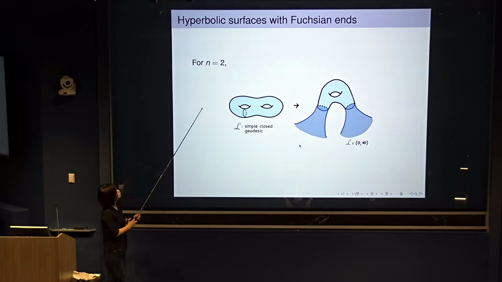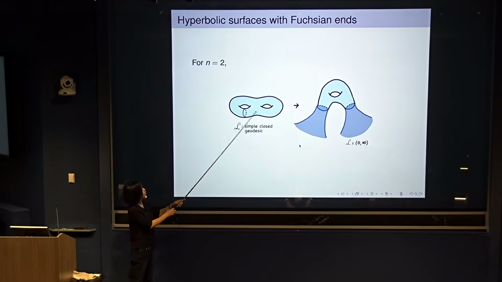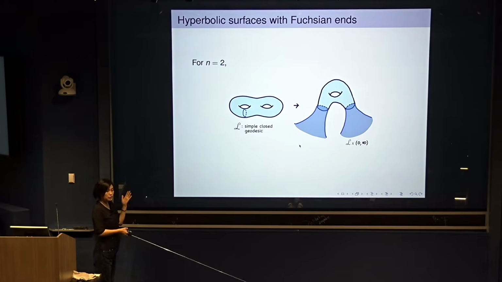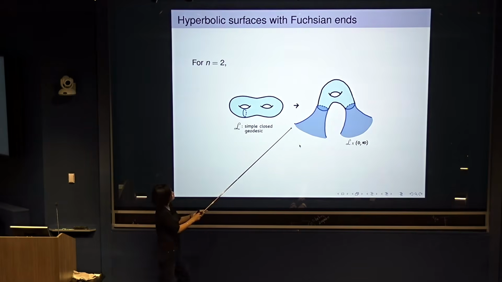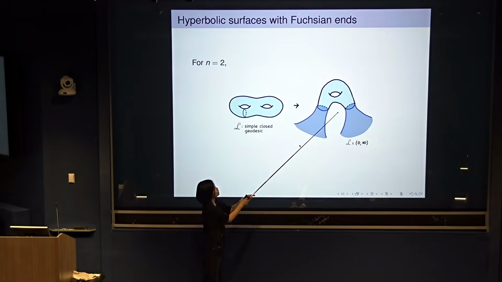Let's start with the two-dimensional case, the surface case. I start with a closed hyperbolic surface. Every closed hyperbolic surface has infinitely many simple closed geodesics. Closed geodesic means it's a geodesic which closes up, and simple means that it has no self-intersection. So you take one simple closed geodesic, and you cut the hyperbolic surface along this simple closed geodesic, and then you obtain a compact hyperbolic surface now with a boundary component.